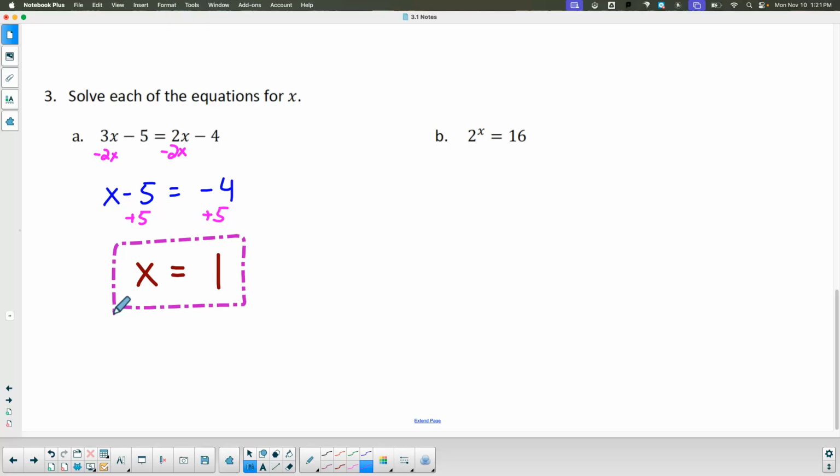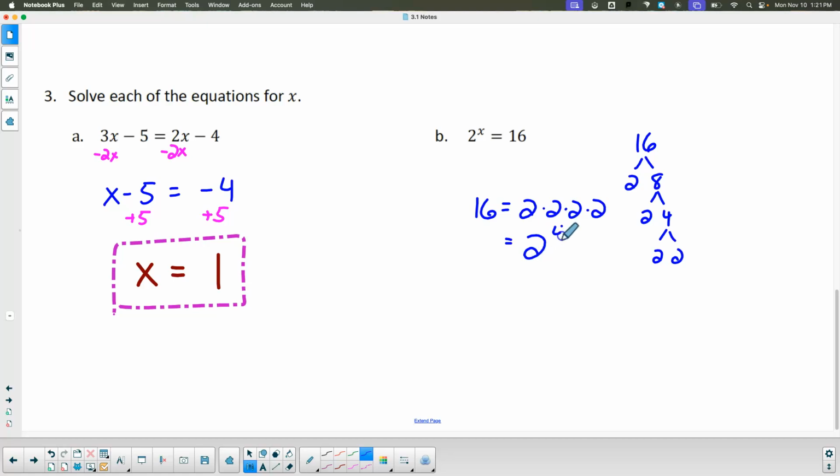Second one. Okay. Well, got exponents. So let's see if we can break 16 down into whatever it is. Prime factorization is what it's called. 16 is what times what? 8 times 2? Okay. 8 is what times what? 4 times 2. And 4 is? 2 times 2. So 16 is really 2 times 2 times 2 times 2, right? Or 2 to the 4th power.